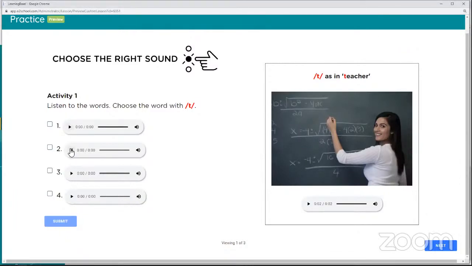Through. To. Who. Glue. Through. To. Who. Glue. T. T. T. To. Yes, in fact, it was 2, wasn't it? Good work.